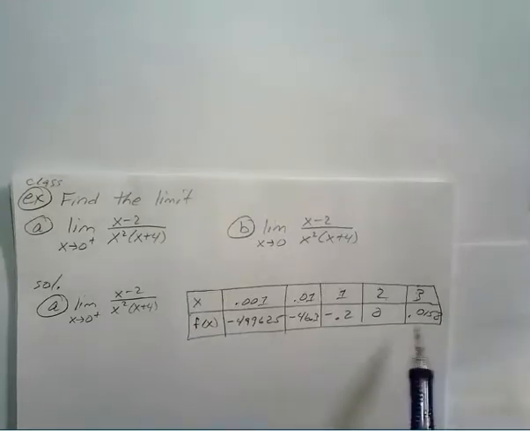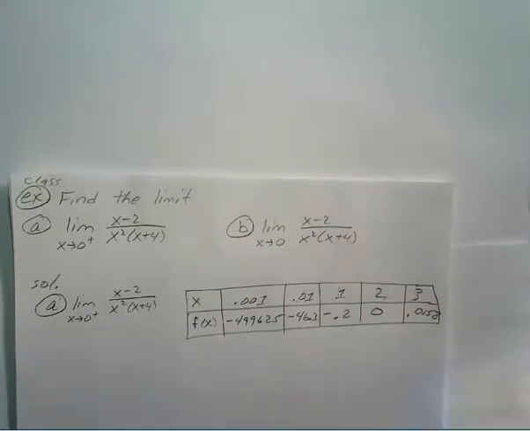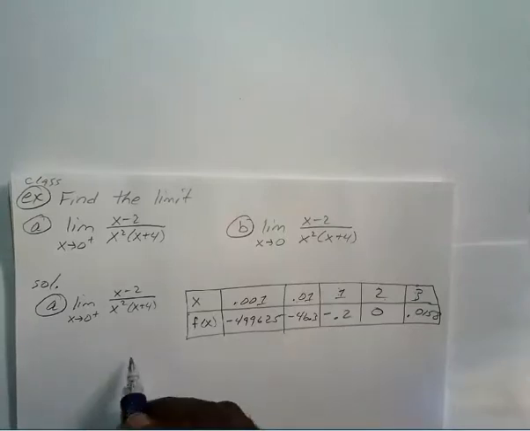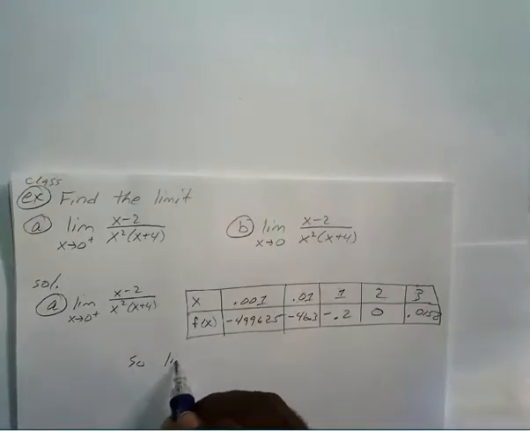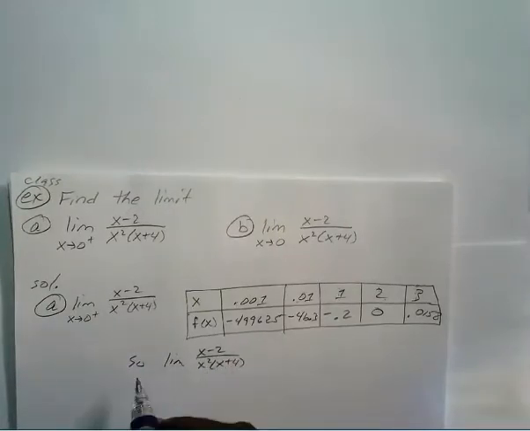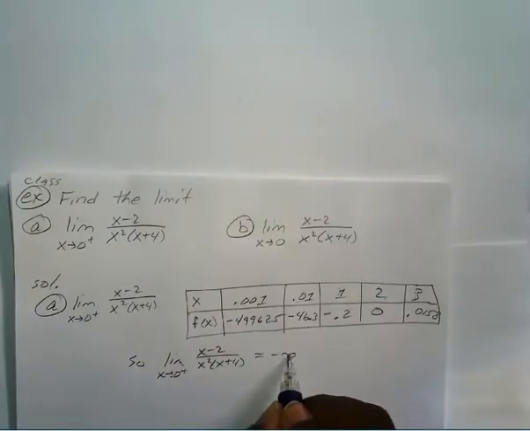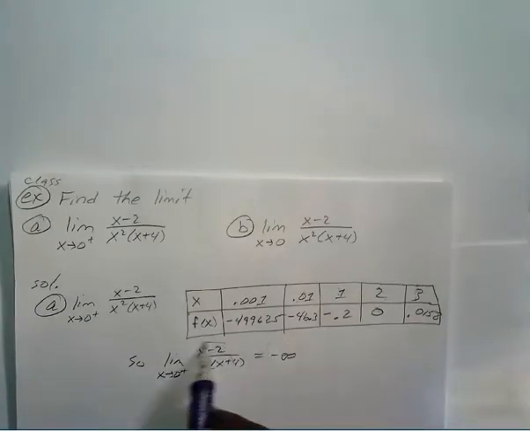Okay, so we can see here that the values are getting smaller and smaller. Let me clean that up. There we go. So since they're getting smaller and smaller, you know the limit of x plus 4 as x approaches 0 from the right is equal to negative infinity.